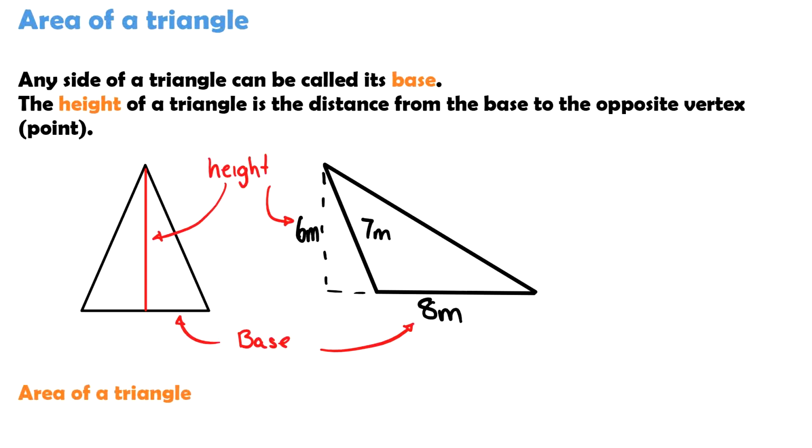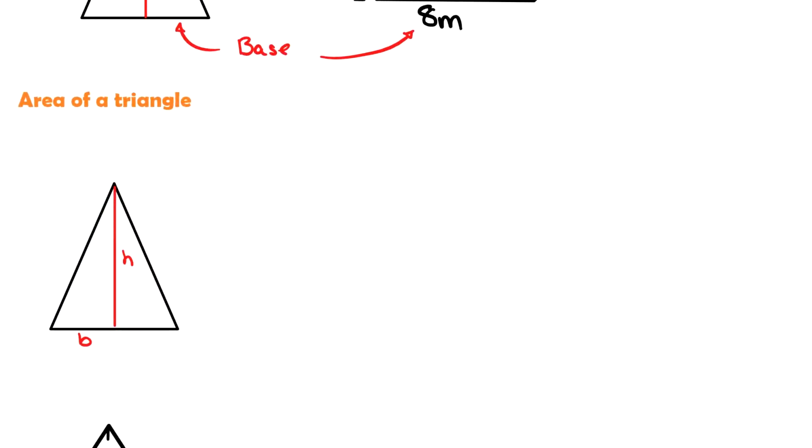The height is given differently in both triangles, but it's important to note that that's the height we use, all right? Again, the base, as you can see, is pointing to one of the sides of the triangles. Now, what we're going to do is we're going to create our formula.